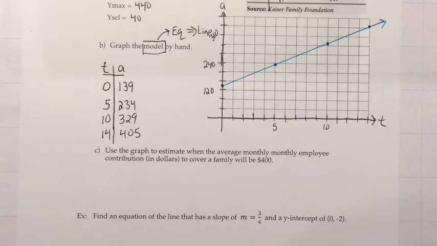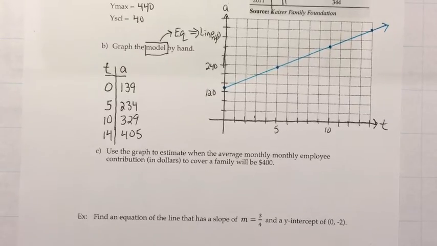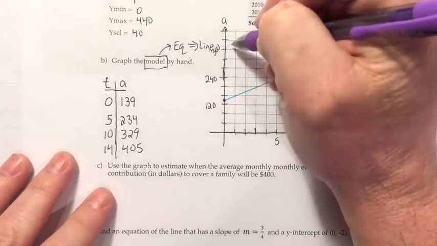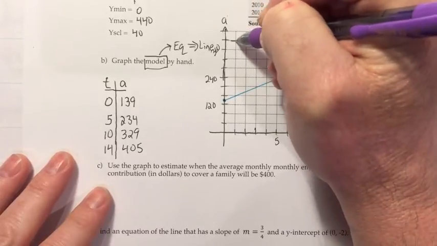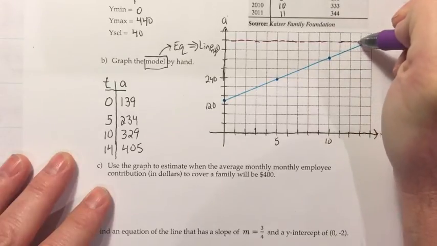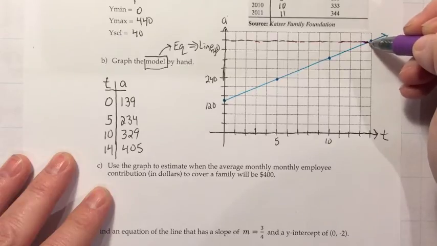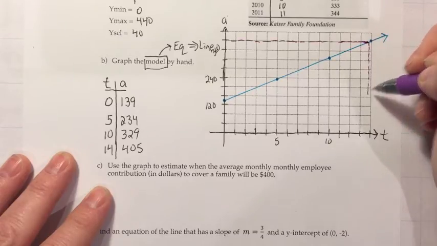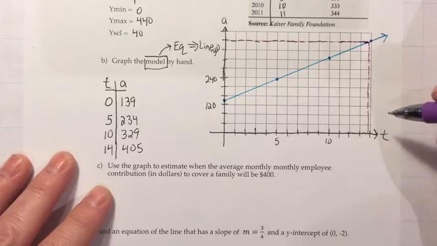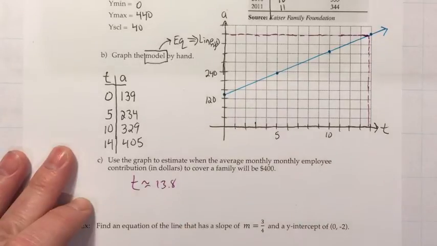Use the graph to estimate when the average monthly employee contribution in dollars to cover a family will be $400. So what we would do for that is $400 is a cost. So we'd go to 400 on the y-axis, which was the dollars, and we would go across from 400 until we hit the graph. And that should happen just a little bit before this line, because that dot was a tiny bit above. And you would drop down and say, what is your t there? So maybe t is approximately 13.8 or something like that.